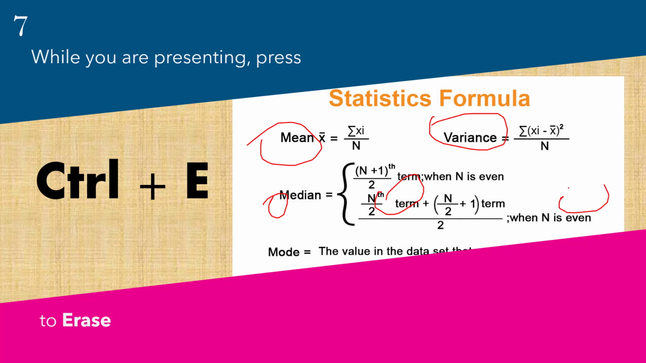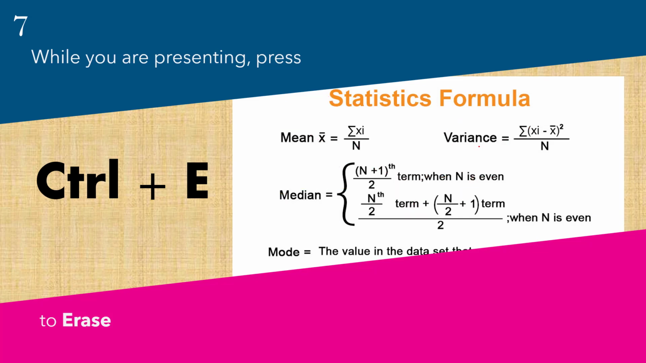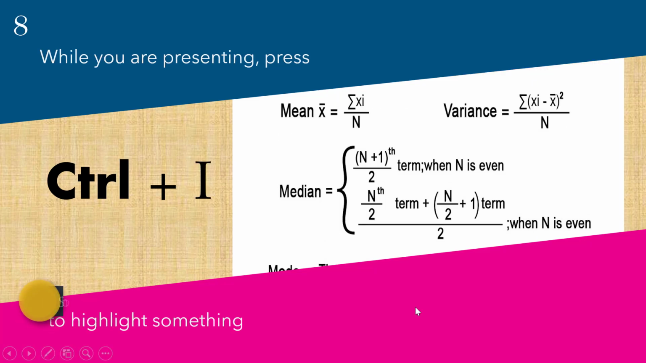And let us say you have used pen everywhere in your slide and you want to erase everything which you just made. So just press E and that will erase all of the detailings which you have made using the pen. Now instead of pressing Control P to bring in the pen, let us press Control I to highlight something. So I just press Control I and it brings me the highlighter tool, and now I can highlight the formula of the mean like this.